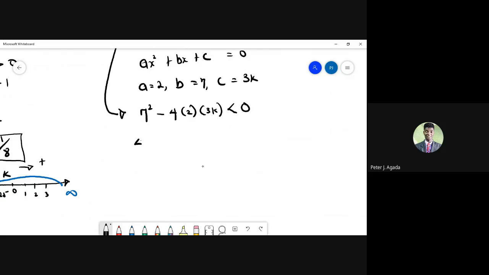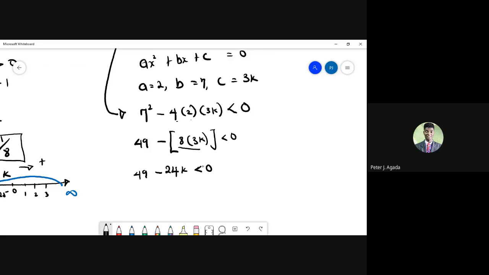So here it becomes 49 minus 4 times 2, and you can always draw this, then we have 8 and then 3k, less than 0. That's just another easy way to solve and avoid unnecessary confusion. So we have 49 minus 8, and then we multiply directly, so this is minus 24k, which should be less than 0.